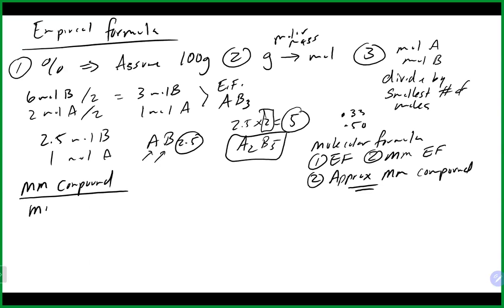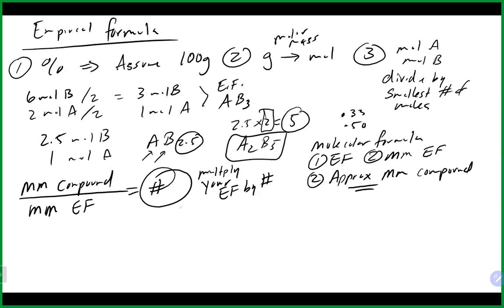You divide it by the molar mass of your empirical formula, and that's going to give you a number. This is the one place where rounding is okay. You should round to the nearest whole number. Most of the time you don't have to. And that number is what you would multiply your empirical formula by. So let's just say we did this and the number was 2. We would take our empirical formula, and we would multiply by 2, which would give us a molecular formula of A2B6.